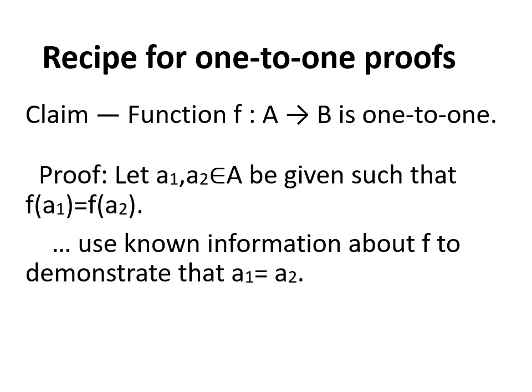Now let's look at the recipe for doing one-to-one proofs. The claim of the proposition is that function f that maps A to B is one-to-one, and we want to prove this. So the structure of the proof is that we assume that a1 and a2, that are elements of the domain A, are given to us such that f of a1 is equal to f of a2. And now we have to use known information about f to demonstrate that a1 is equal to a2.